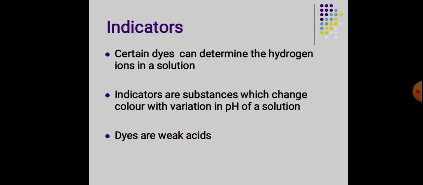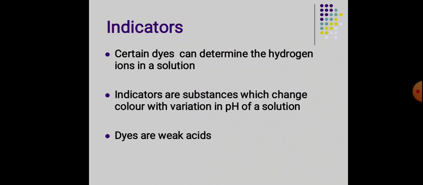First, about the indicators. The indicators are dyes, and these dyes can determine the hydrogen ions in a solution. These indicators are substances which change color with variation in pH of the solution. They are usually weak acids.